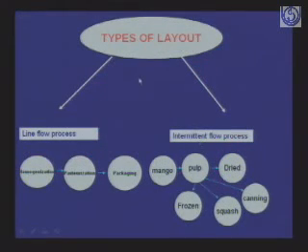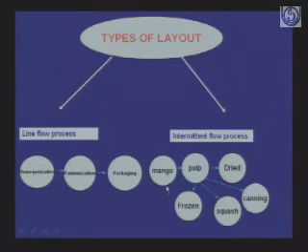Then there are different types of layouts which are mentioned. One is the line flow process, and the other is the intermittent flow process. Line flow process is a simple process in which all the steps are designed in a sequence, one after the other. In the intermittent flow process, all the production processes may not be in a sequence, they may be in batches.